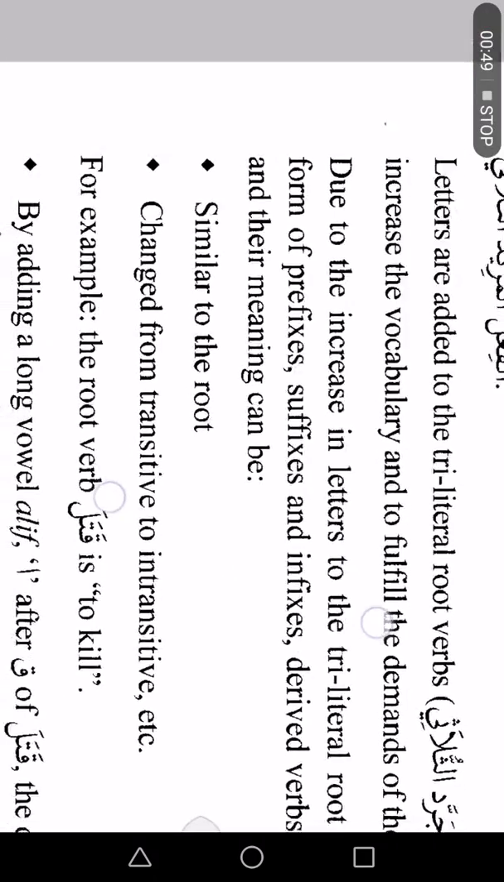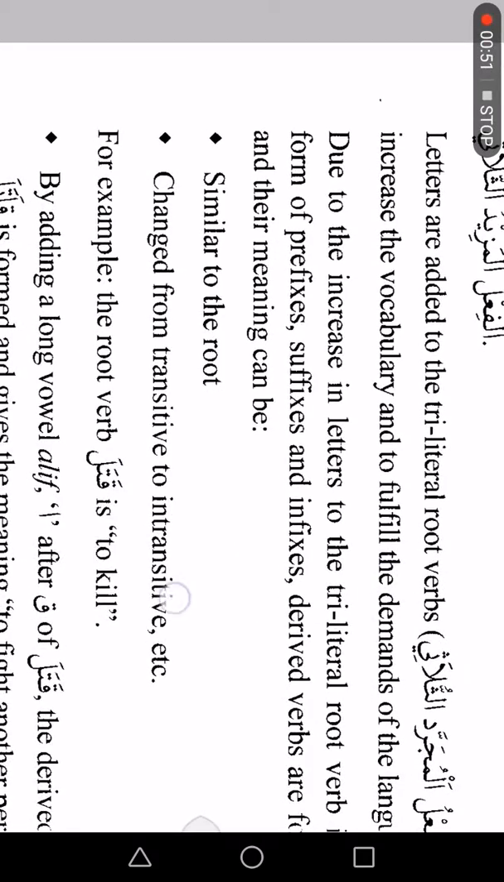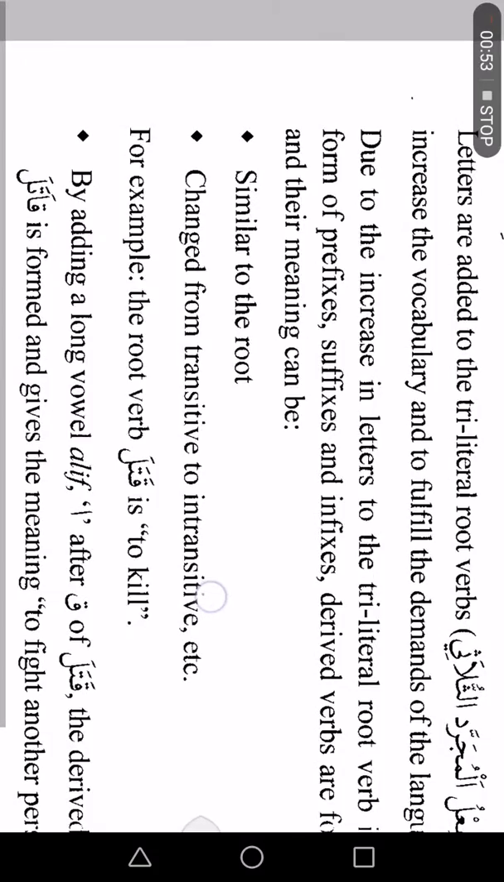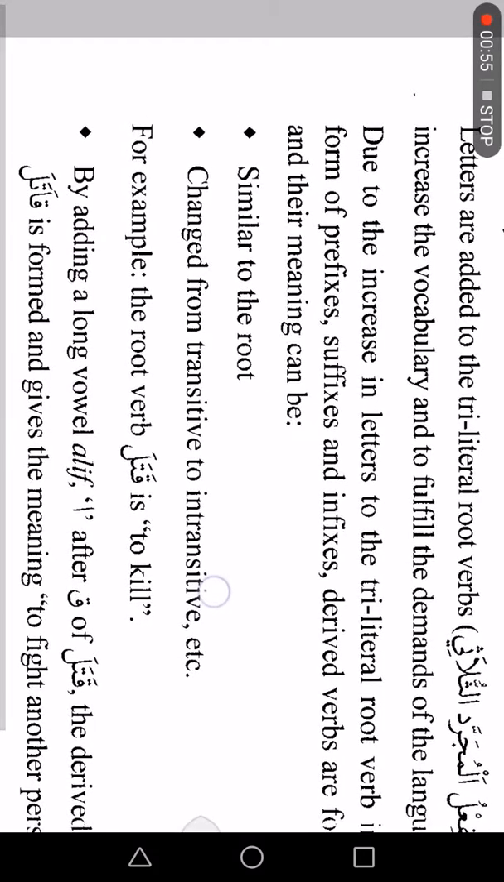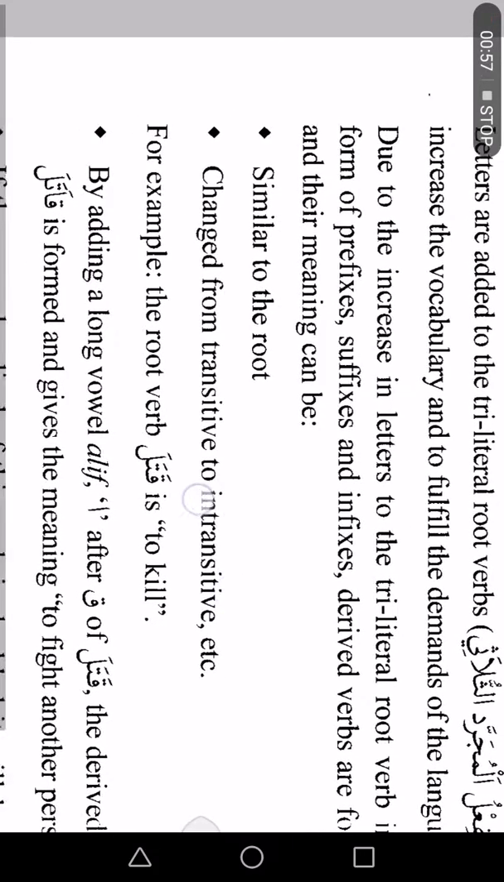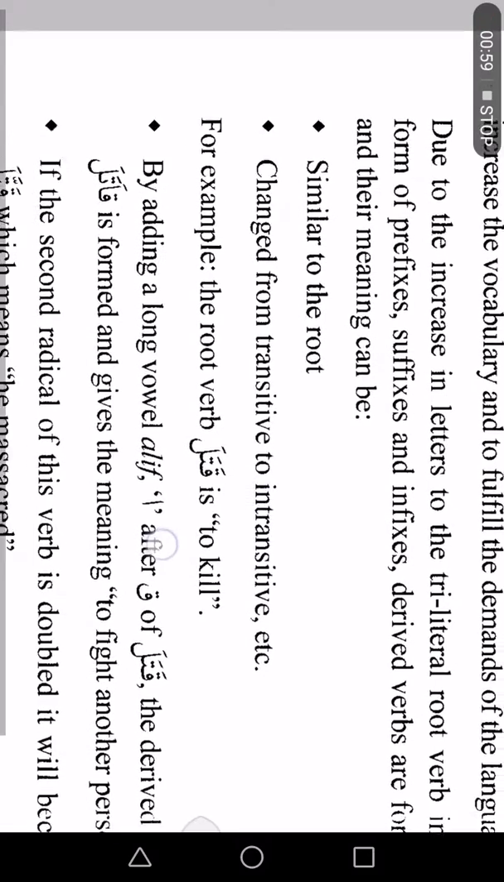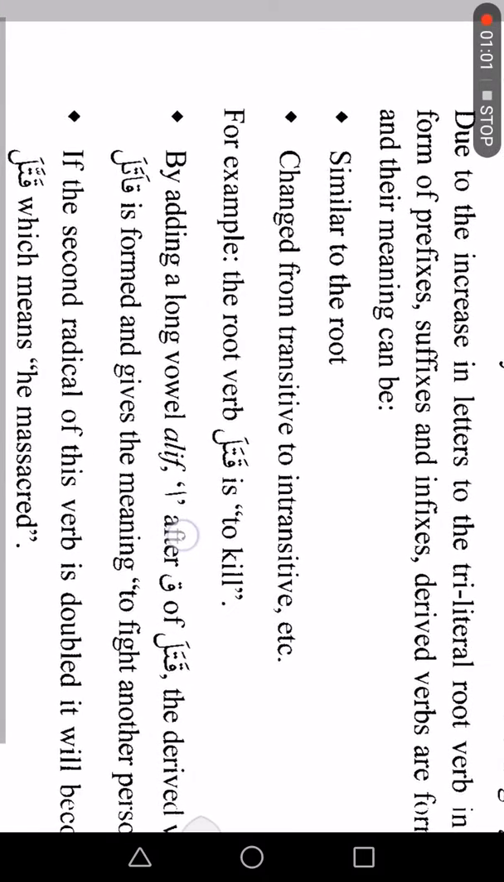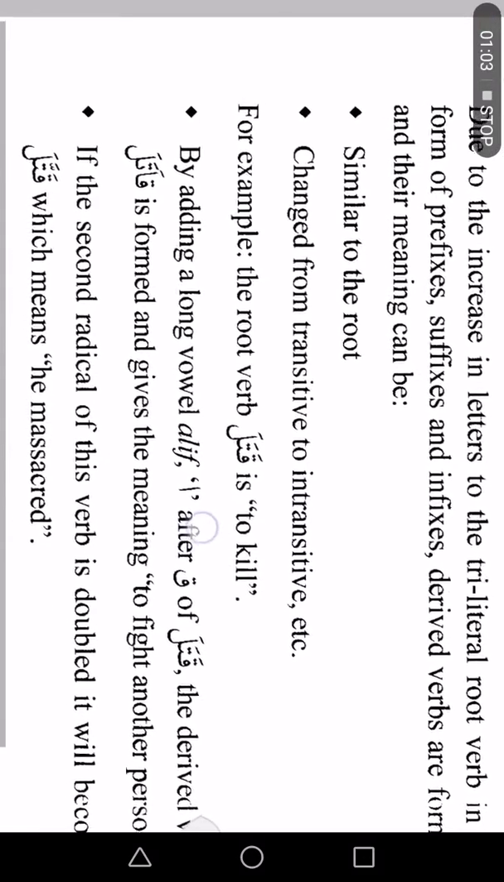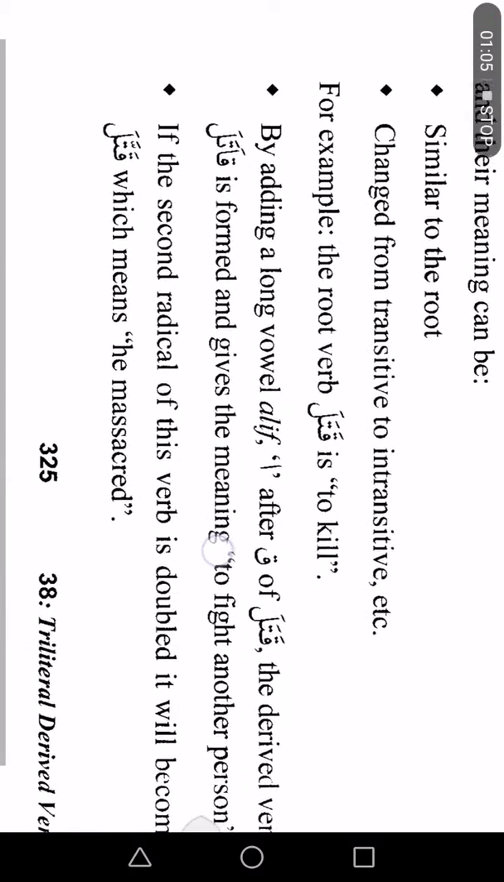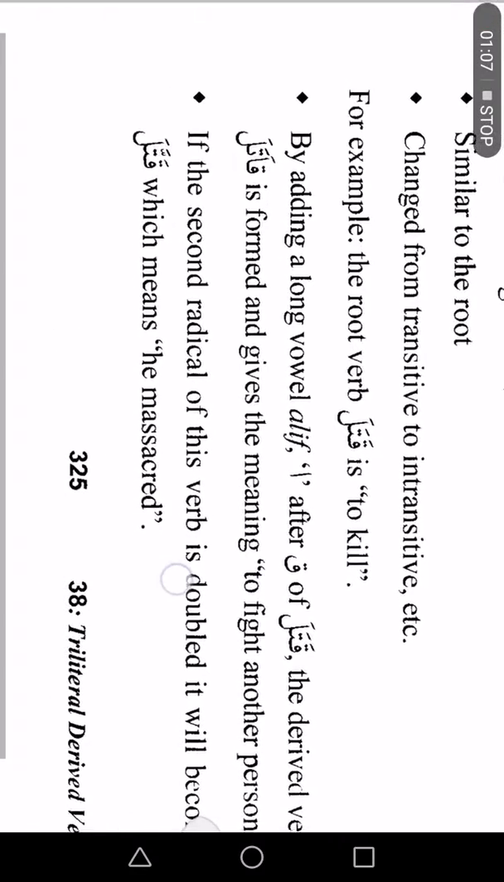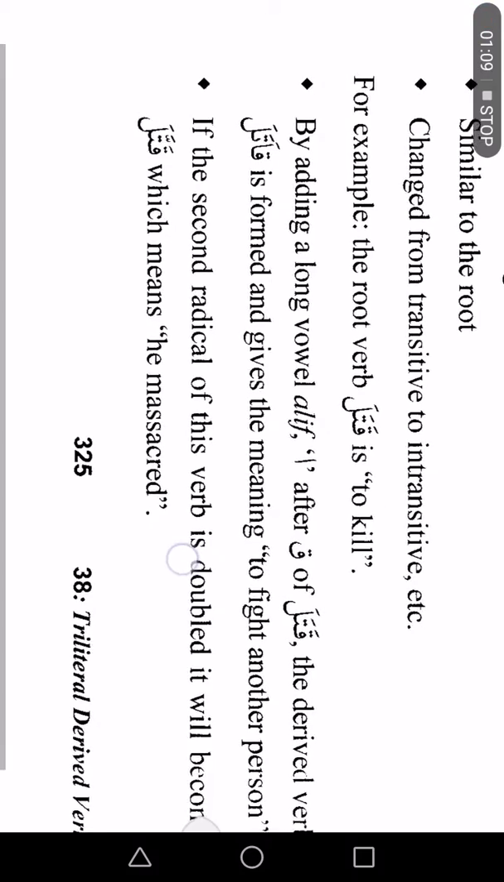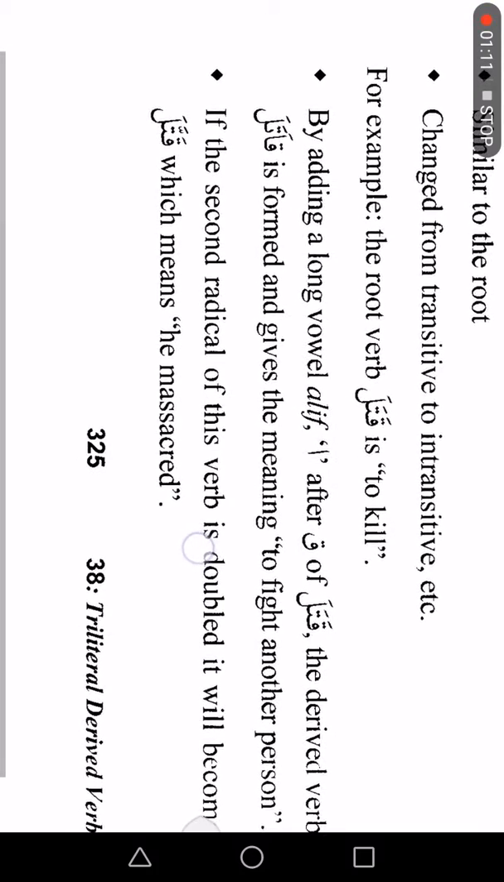Now by adding more letters to your basic root, what you have done is you have created a new word. That new word, the meaning is similar to its original root. Or it can be that the verb has become transitive from intransitive. We'll see what that means, transitive and intransitive. Now here they have given an example of what do you mean by adding extra letters and how does the meaning change.